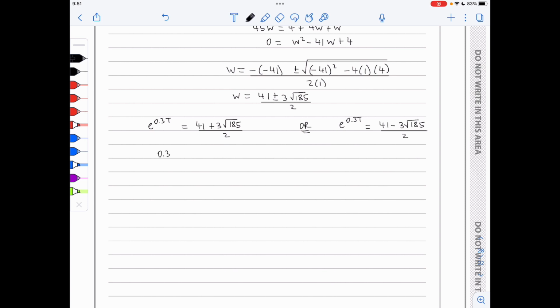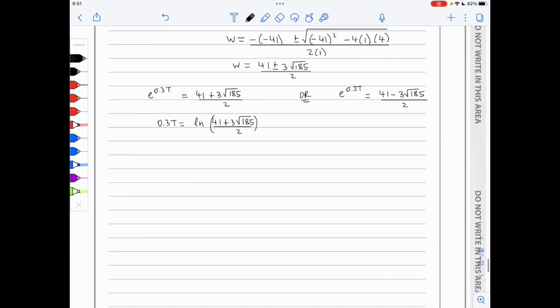So 0.3t is ln of (41 + 3√185)/2. And if I divide by 0.3, this leads to t being 1/0.3 ln of (41 + 3√185)/2, which gives an answer of 12.4 years to 1 decimal place.